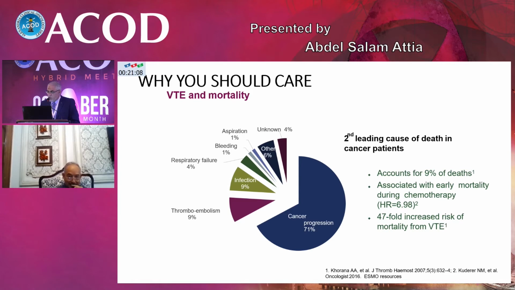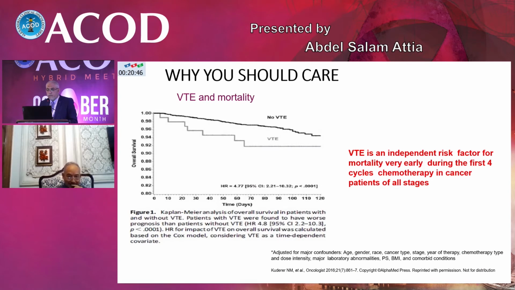It is associated with early mortality during chemotherapy, about a 7-fold risk for development of mortality associated with chemotherapy. About 47-fold increase of mortality from venous thromboembolism compared with non-cancer patients. Why should we care? Because, as a matter of fact, it affects the survival of the patient. Venous thromboembolism has a marked impact on the mortality of the patient. It is an independent risk factor for mortality very early during the first 4 cycles of chemotherapy in cancer patients of all stages. So we have to be alert whenever we are assessing a patient receiving chemotherapy, especially in the early cycles.